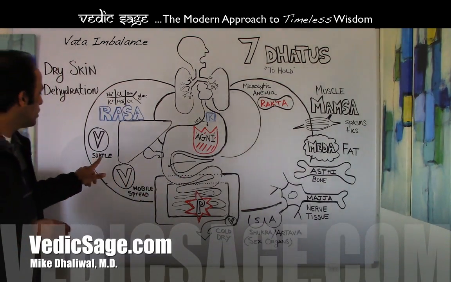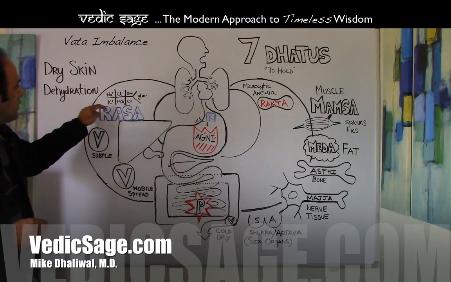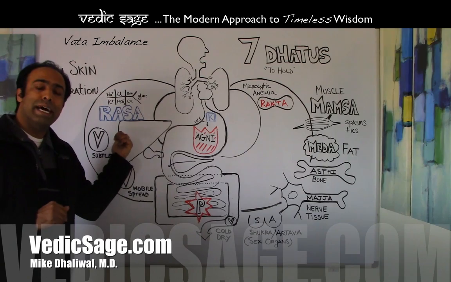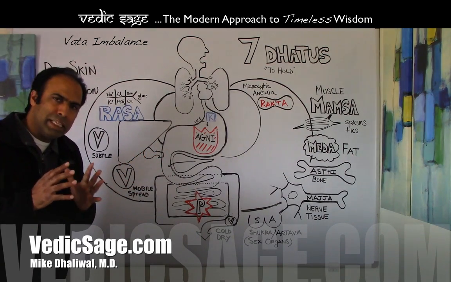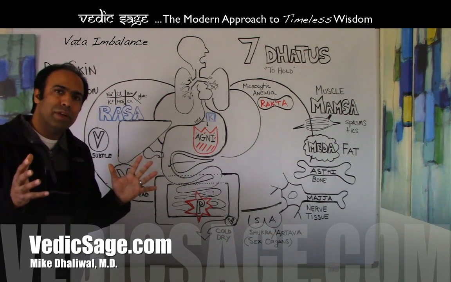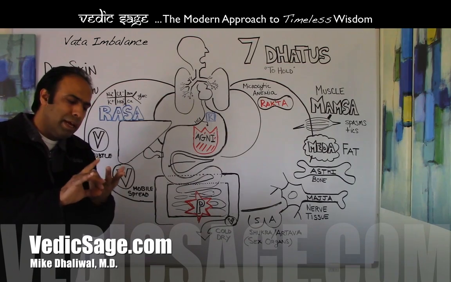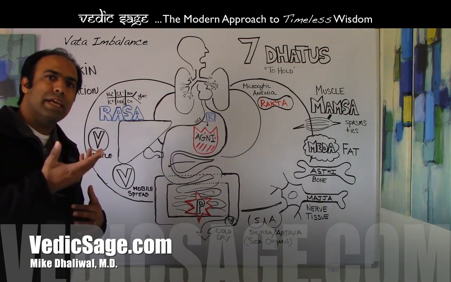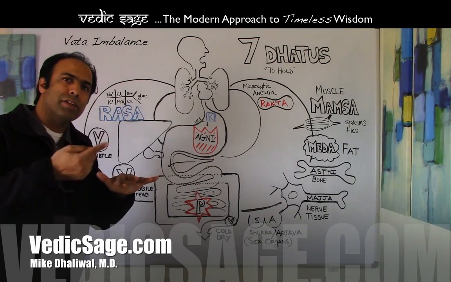So for example, the subtle qualities of Vata can enter into rasa. The subtle, light, dry qualities can lead to dehydration and reducing the plasma volume. So with dehydration, you can have hypovolemia, hypotension, tachycardia, because the heart tries to compensate for decreased blood pressure with an increase in heart rate.